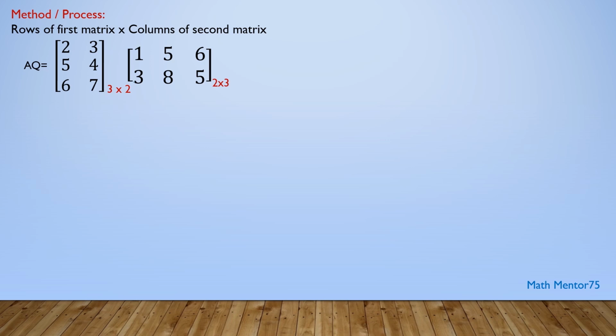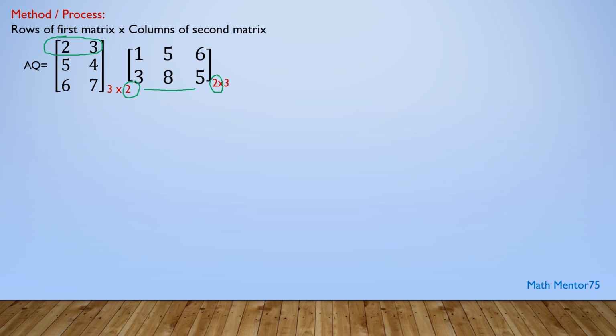How many columns do we have in the first matrix? 2. How many rows do we have in the second matrix? There are also 2. It means we are ready to go. We can do the multiplication. Prerequisite solved. So now we have to see how many rows we have. We have 3 rows.